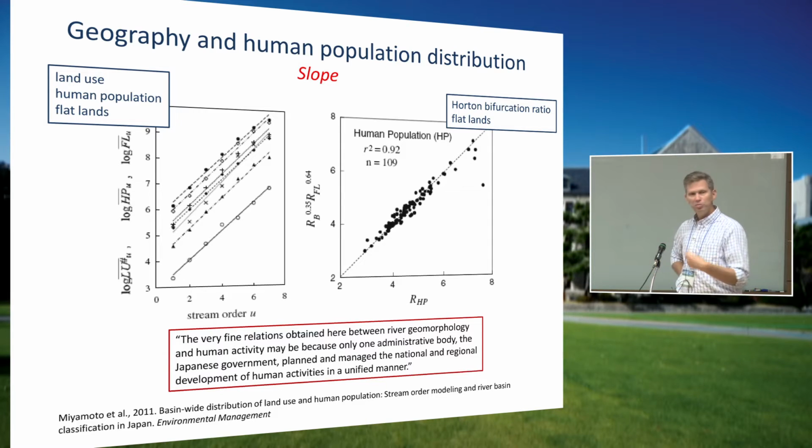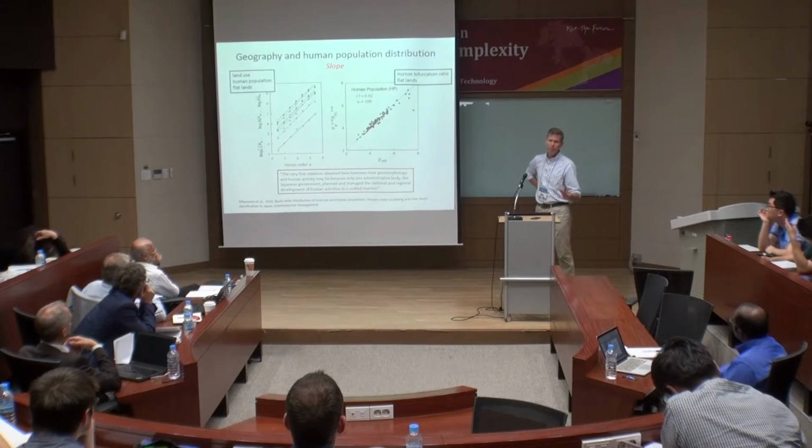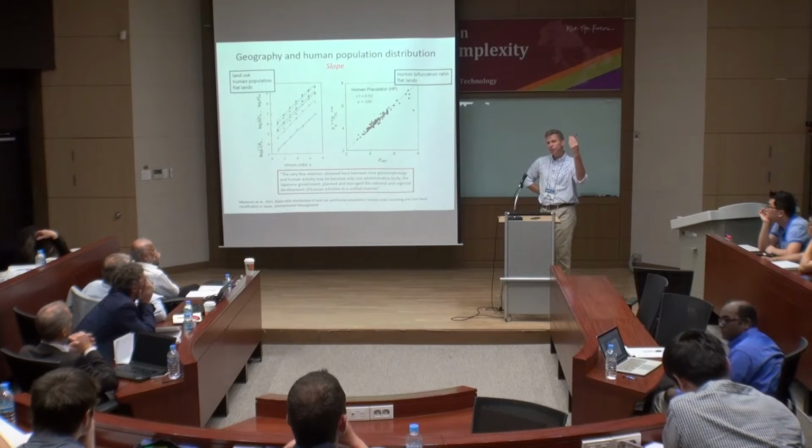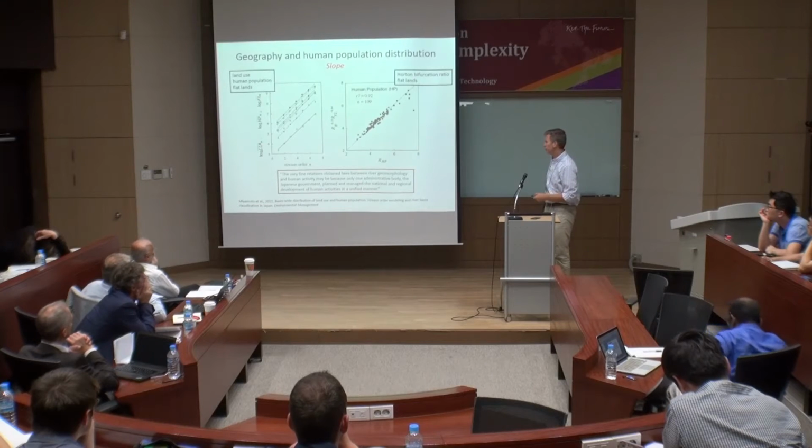And it tells us that people live close to the big rivers. Okay, well that's good, and they don't live close to the small rivers. Or another way to say that is people live in the flatter lands and not so much in the steeper lands, the higher elevation lands.